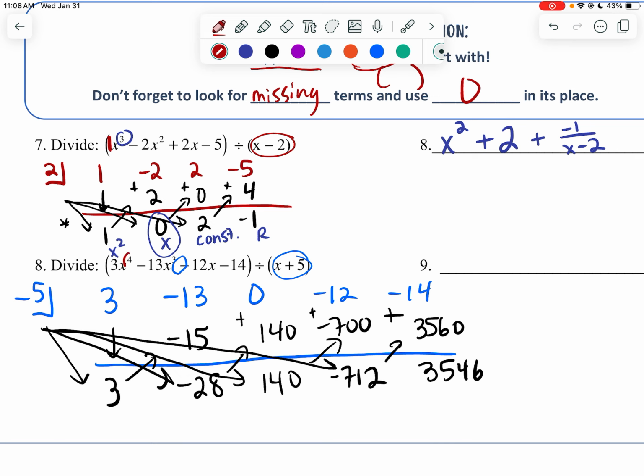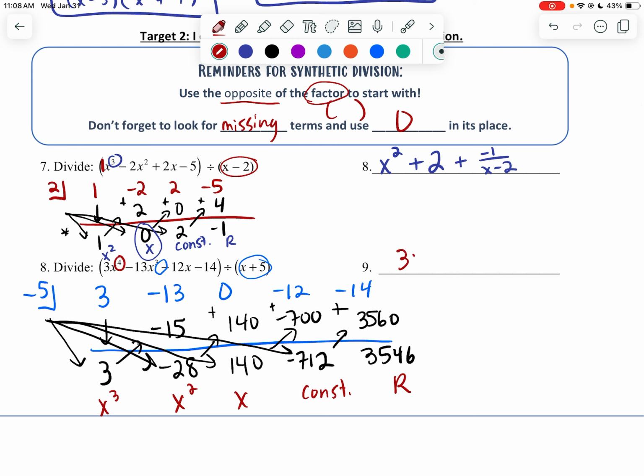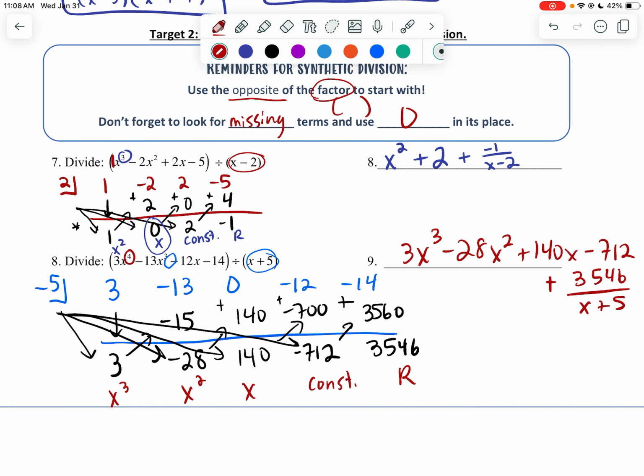So since we started with x to the fourth, this one's going to start x to the third, and then we just go in descending order. So our answer here will be 3x to the third minus 28x squared plus 140x minus 712, it ran out of room, plus my remainder divided by whatever you were dividing by in the first place. Okay, so that's just straight up synthetic division.